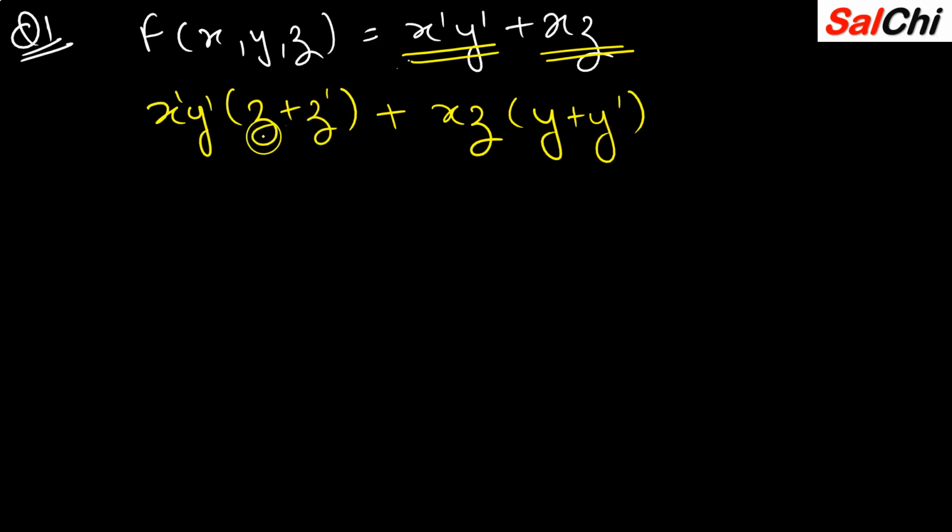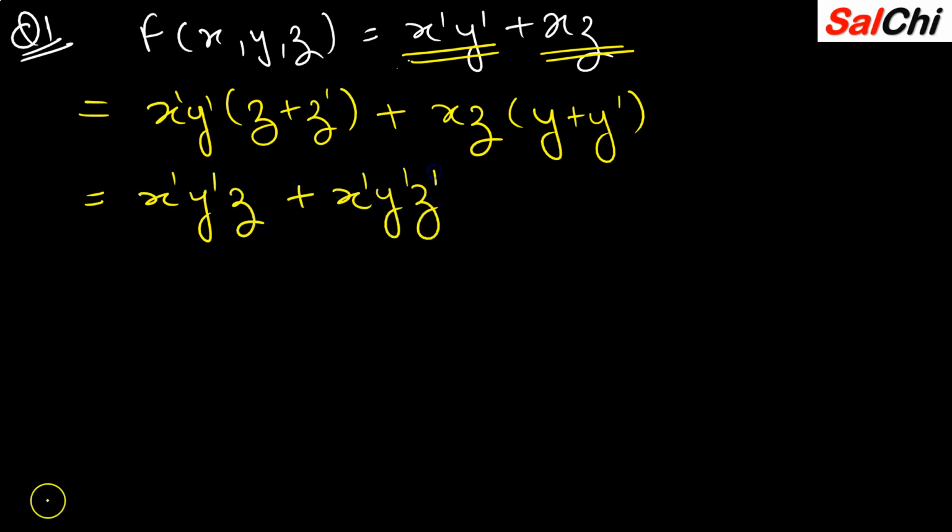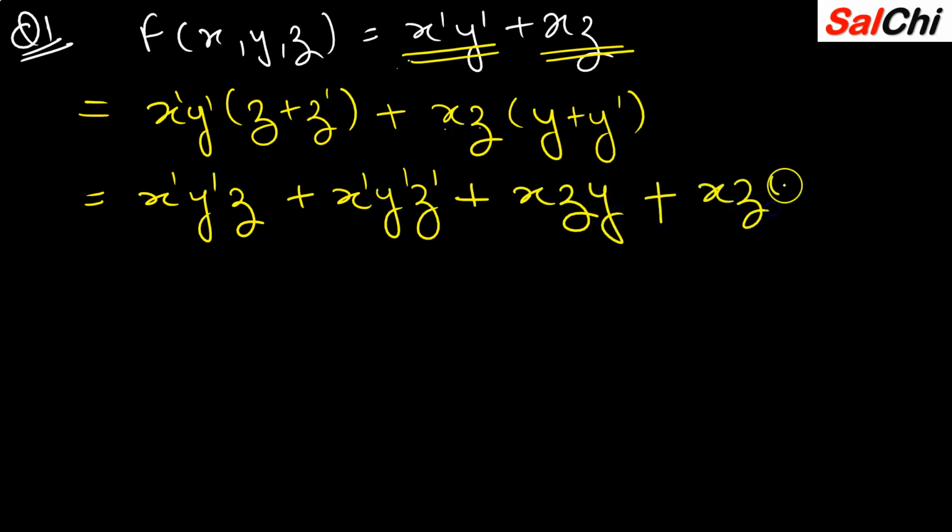Now just open the brackets, that is, simply multiply. It will be x complement y complement z, plus x complement y complement z complement. In a similar way, open this bracket also. It will be x z y, and then x z y complement. We have just multiplied by whatever was missing in the plus form, so that we can get the required product terms.